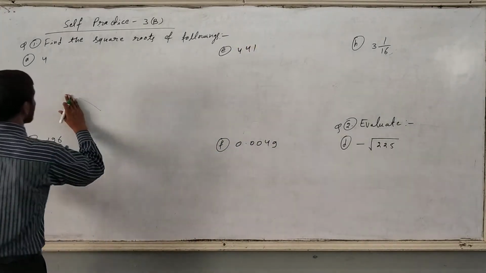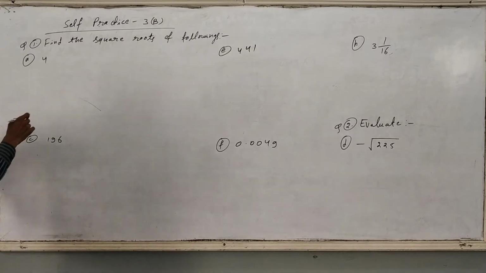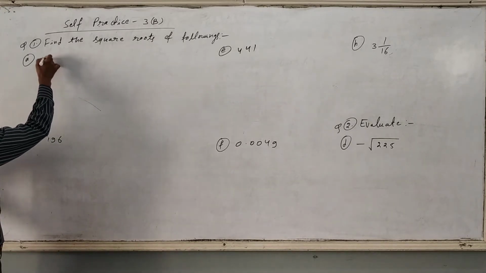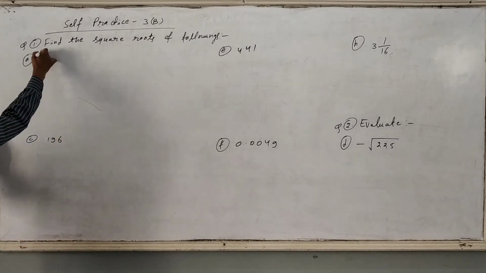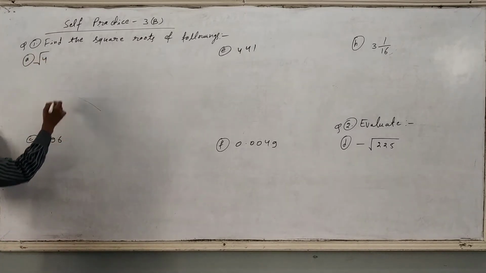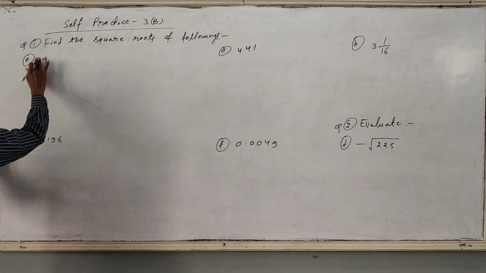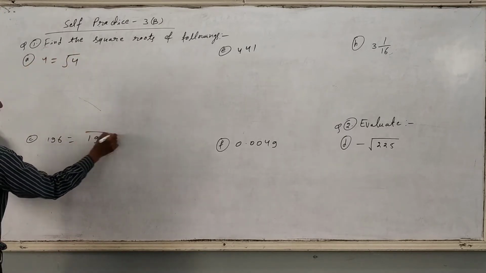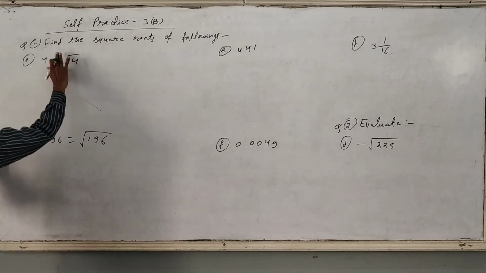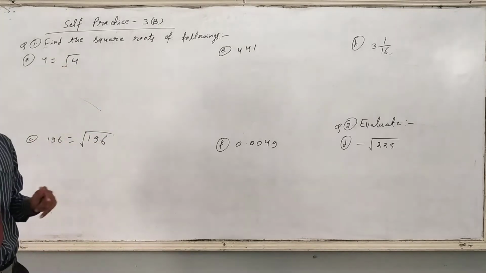So here the number is 441. Now we have to find the square root of this number. Here the symbol is not written, no problem, but you can write the symbol also. You can write it like this, the square root of 196. You have to find the square root of this. I have explained this in the previous video also.